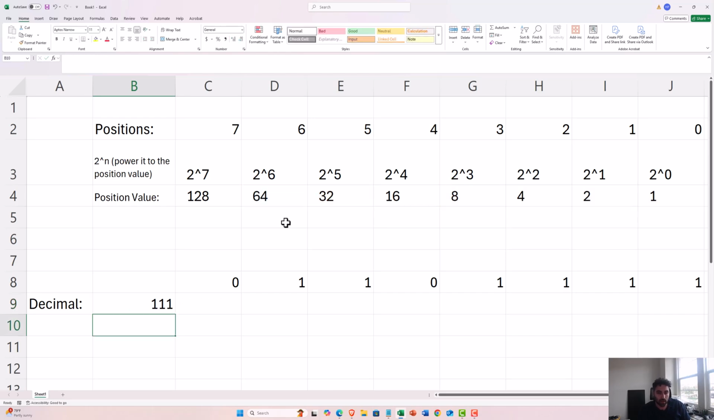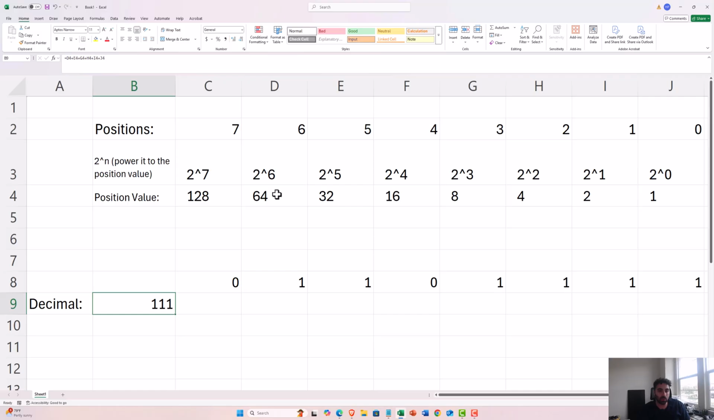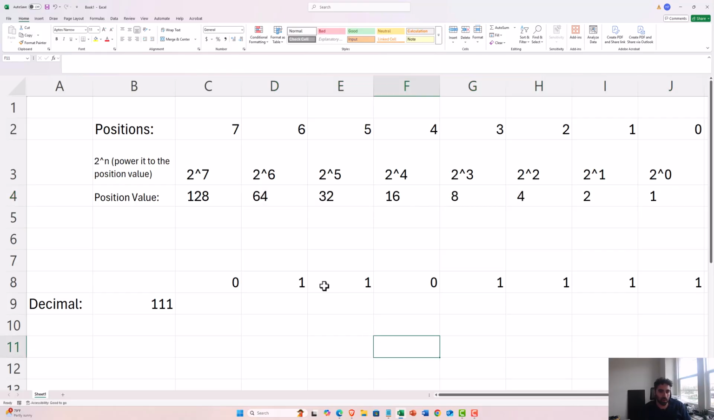We press enter. This number, the value of it in decimal is 111, because we added up all the ones in the positional values together. All right, so 1 plus 2 plus 4 plus 8 plus 32 plus 64. All right, so that's how you go from decimal to binary and binary to decimal.